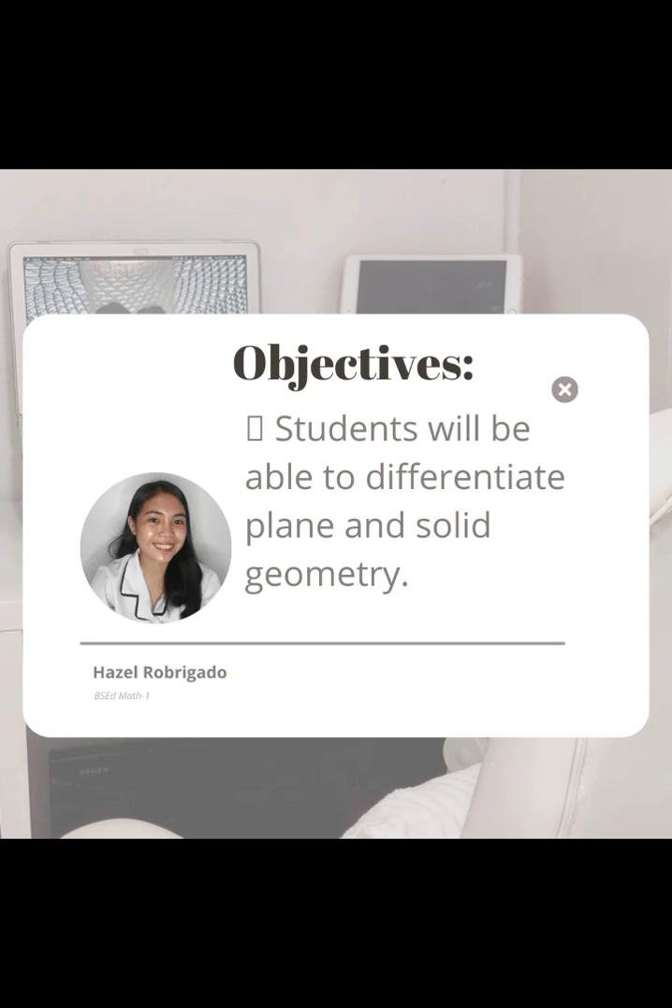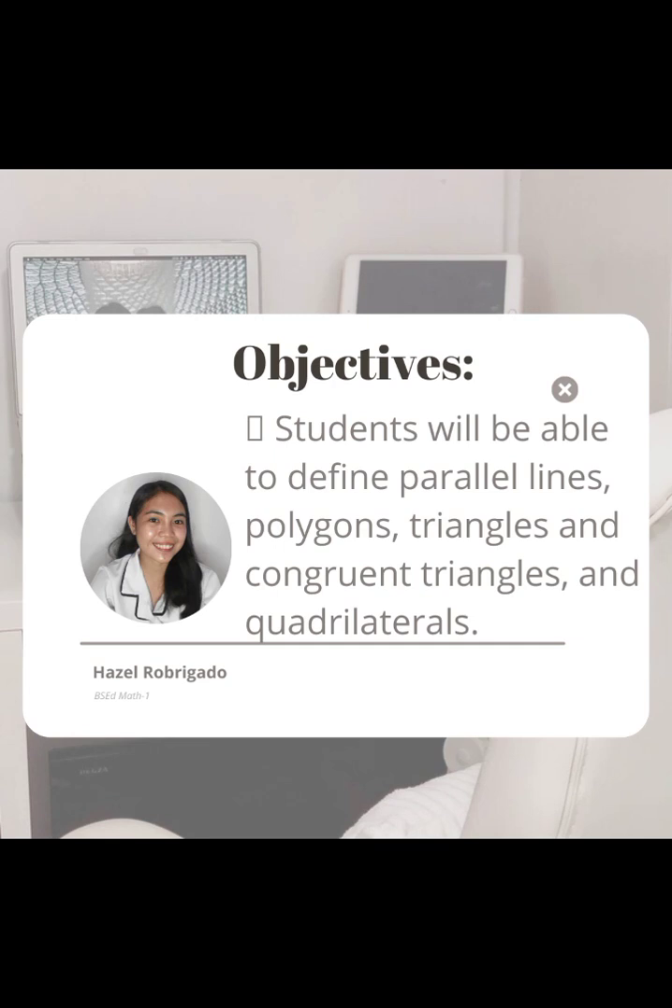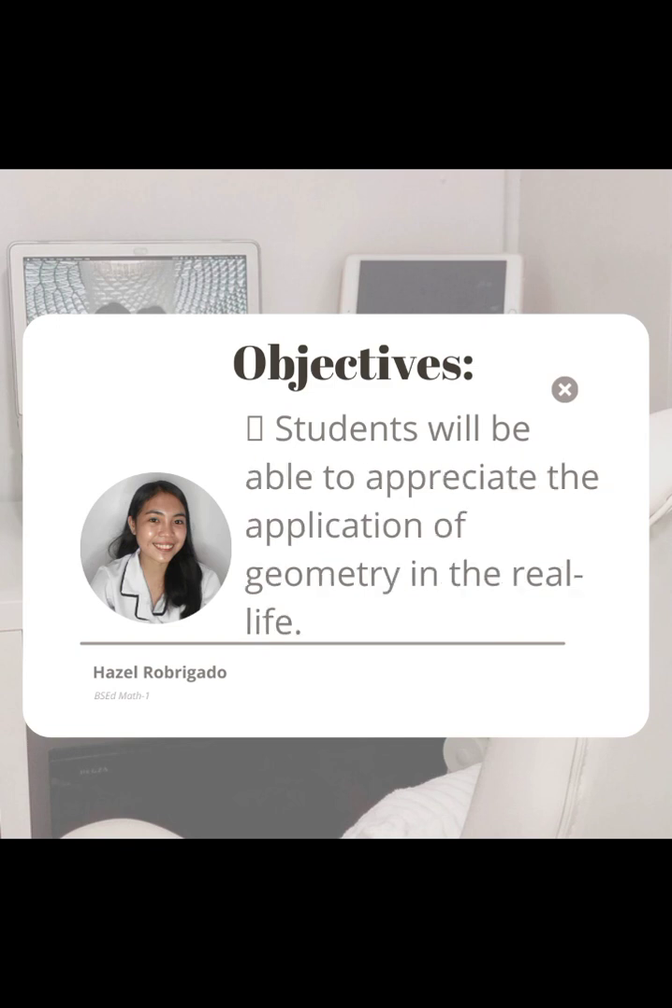The objectives of this discussion are as follows. First, the students will be able to differentiate plane and solid geometry. Second, students will be able to define parallel lines, polygons, triangles and congruent triangles, and quadrilaterals. And lastly, students will be able to appreciate and determine the real-life application of geometry.